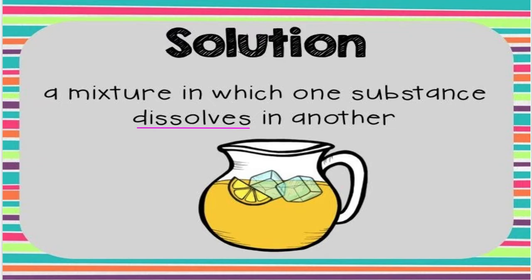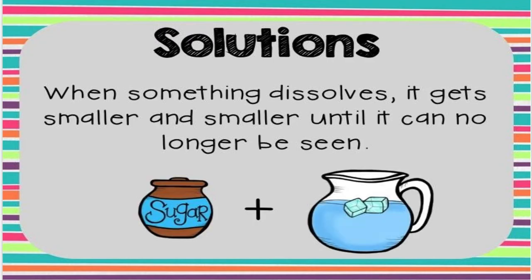Solutions are a mixture in which one substance dissolves in another. And when we talk about it dissolving, we're talking about the particles that break down to where they can't be seen. When something dissolves, it gets smaller and smaller until it can no longer be seen. So if we put this sugar into this pitcher of water or Kool-Aid, and we stir it and stir it and stir it, the sugar is going to dissolve. But it's just going to break down the particles until we can't see them anymore.